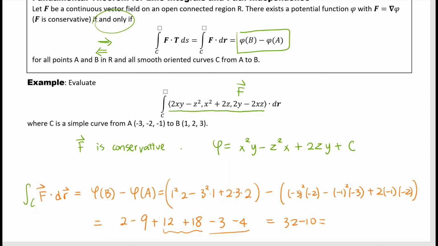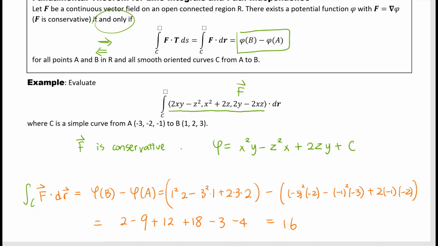Okay, so let's calculate again. 2 minus 9 is minus 7, plus 12 is 5. 5 plus 18, 23, minus 3, 20, minus 4, 16. So far, so good, everybody? Okay, so that is our answer. See, it saved us a lot of work.